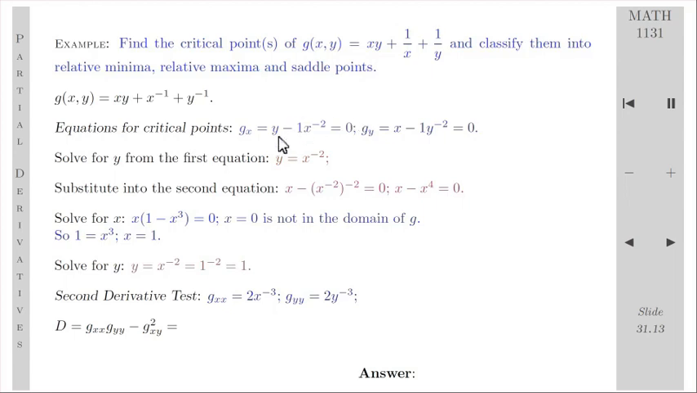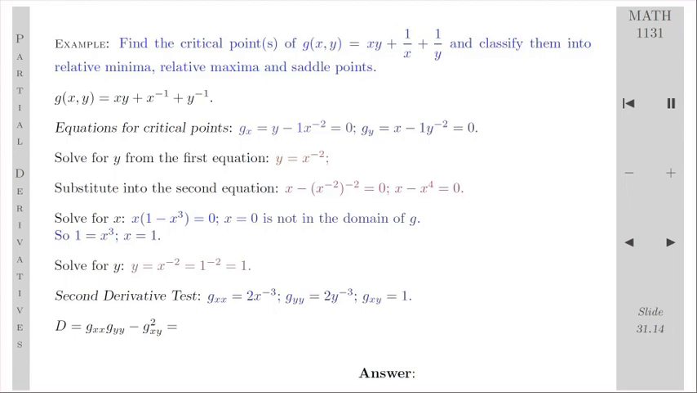gxy is the derivative of gx with respect to y, so I have to differentiate y minus x to the power negative 2 with respect to y. The first term I have just y, its derivative with respect to y is 1. The second term I have only x. I treat x as if it's a constant when I'm doing the partial derivative with respect to y. So the derivative of negative x to the power negative 2 with respect to y is 0. So gxy is just 1.